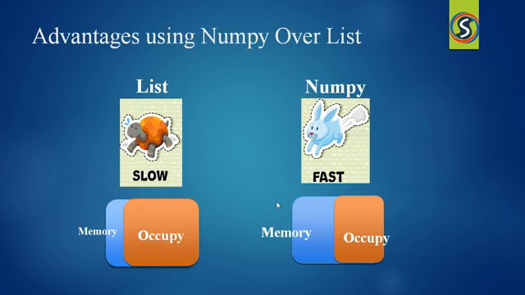Here, list takes more time to execute the program. When you compare that with NumPy, NumPy takes very less time to execute the program. NumPy executes the program very fast when you compare that with a list. But list takes more time, it is a bit slow. And list occupies more space in our memory, and NumPy occupies very less memory when you compare that with a list. Let me show you the proofs of how NumPy takes less time to execute and how NumPy takes less space in our memory.